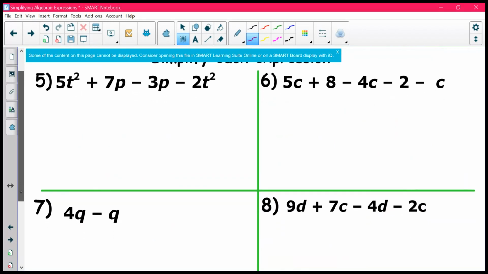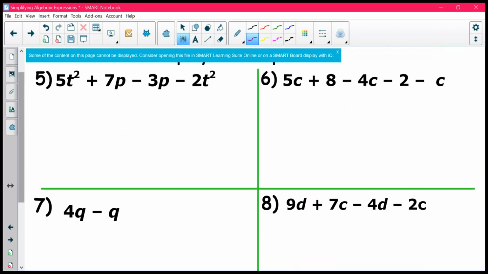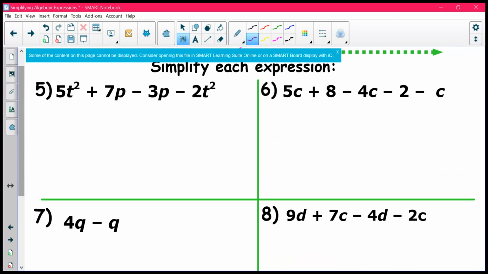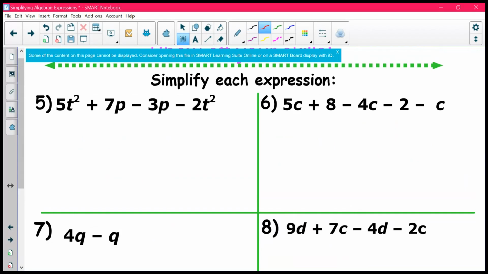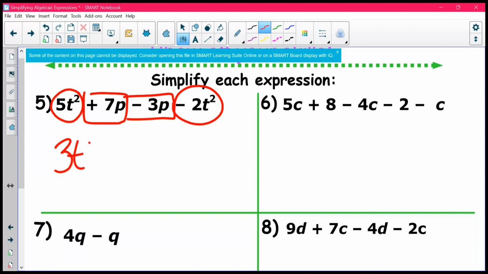Here's 4 more, which you might have already done already. If not, pause, complete these, and then come back on. All right, I'm going to start. We have t squared, and then we have p's. Okay, 5t squared plus negative 2t squared is going to be 3t squared. And then we have 7 plus negative 3, which would be a positive 4.